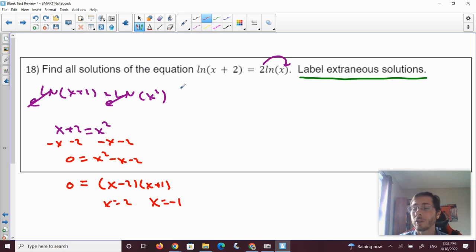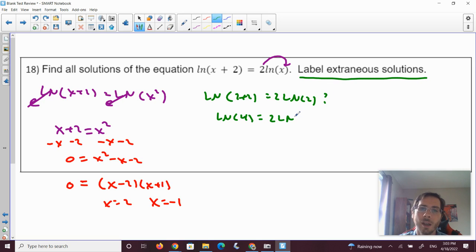They could both be extraneous. One could be extraneous, or neither could be extraneous. We aren't quite sure, so we actually have to check them out. So when we plug them in, ln of 2 plus 2 equals 2 ln of 2. So we get ln of 4 equals 2 ln of 2. So that's something that we'll probably have to check.